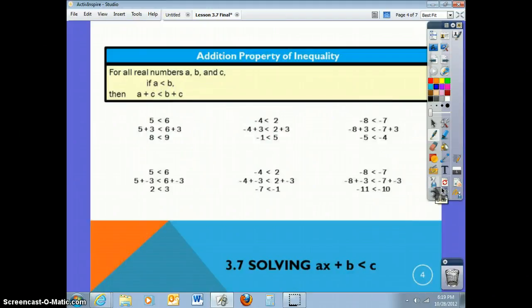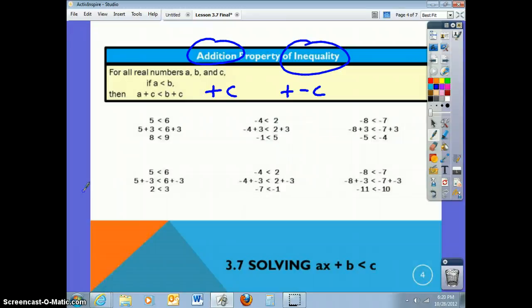Okay, then I said, now this is the addition property of inequality. But I wanted to point out to you that adding c to both sides versus adding a negative c to both sides, you still maintain what they call the sense of the inequality. The inequality symbol still remains pointing in the same direction.